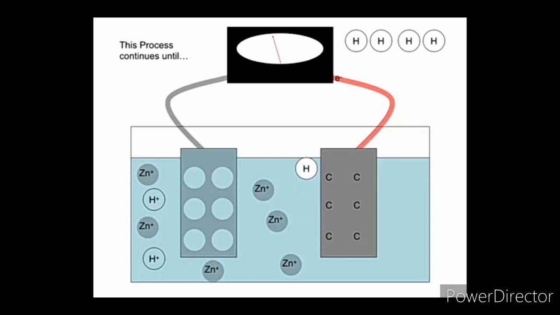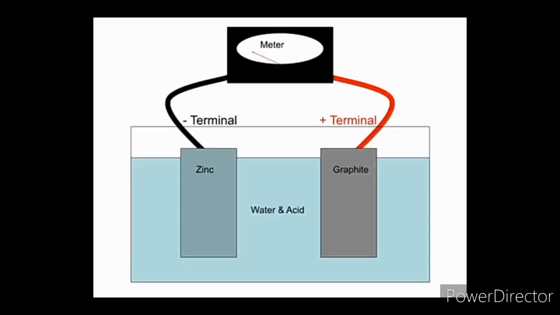This continues until the solid zinc is all converted into zinc ions and dissolves into the water, or until the positive hydrogen ions run out, whichever comes first. When this happens, the flow of electrons stops and the meter goes back to zero.